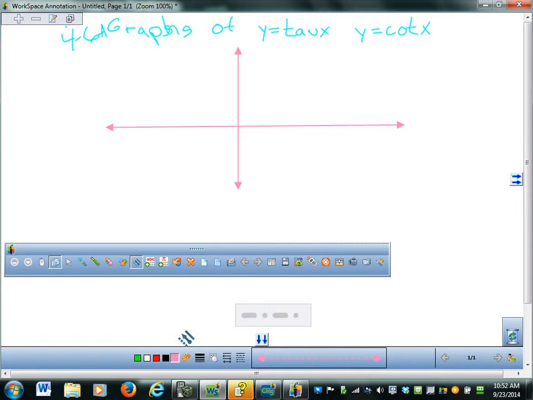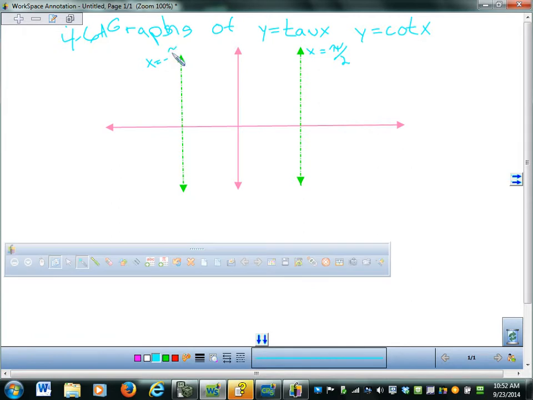Let's make these a different color. Green asymptotes. And we're going to call this x equals pi over 2 and x equals negative pi over 2. And you'll see in a second why I put those there. They should be symmetric about the line y equals y.